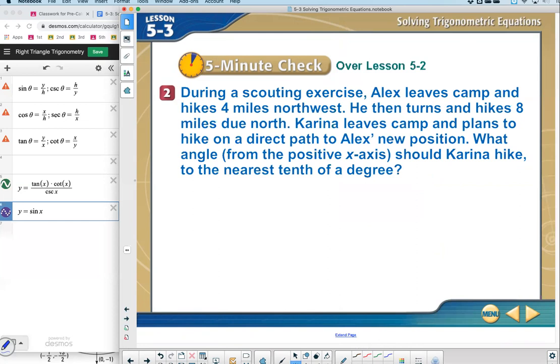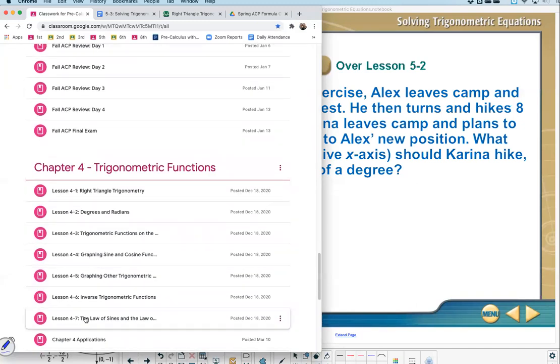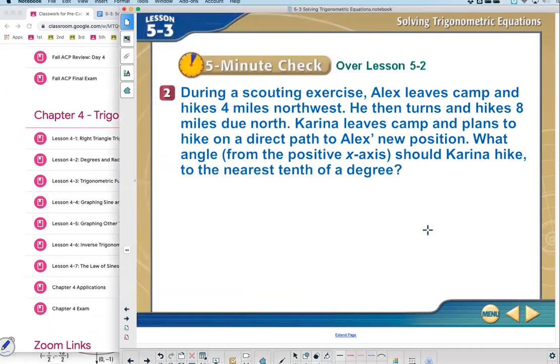And so this question is a throwback to chapter 4, and specifically it's a chapter 4 application problem. If you remember, right at the very end before the test, I had this chapter 4 applications. This is a throwback from that lesson, because in that lesson, I talked a little bit about north, south, east, and west, and we learned a few things. Number 1, when you're talking about directions, north looks upward, east looks to the right, south looks down, and west looks to the left.